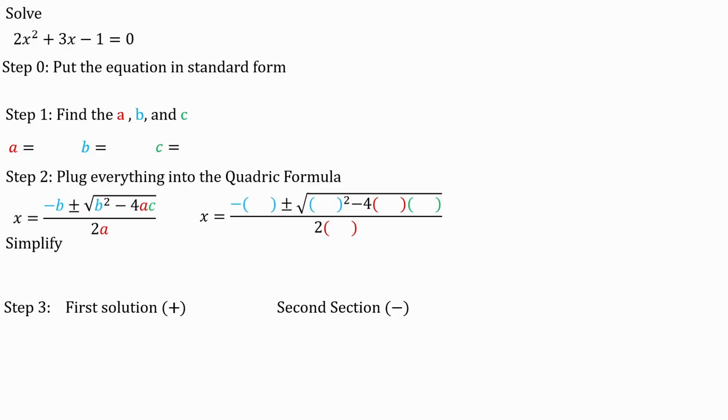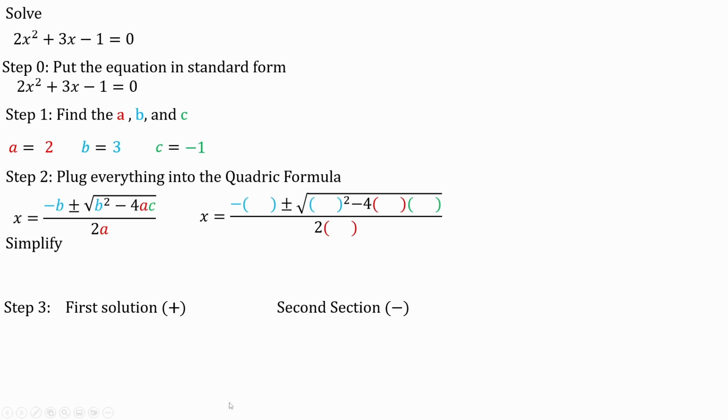Here we're looking to solve these problems using the quadratic equation. So here we have 2x squared plus 3x minus 1 equals 0. It's already in standard form, so we already met step 0. The a here is the 2, the b here is the 3, and the c here is the negative 1. Next, we plug into the quadratic formula.